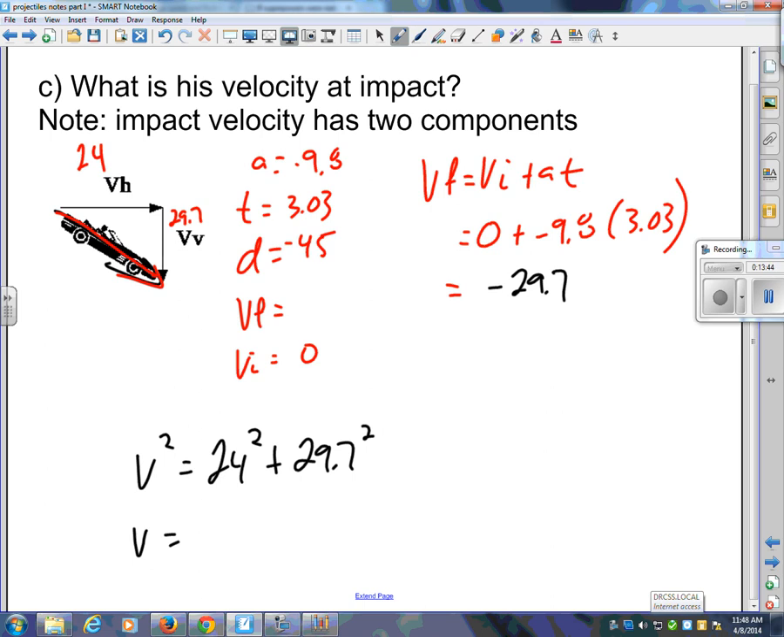What is that 29.7 for? That is the vertical component of the speed when it hits the ground. If you were to just drop the car off the cliff, it would be going 29.7 straight down, right? But it's going 29.7 down and 24 sideways at the same time. So what is the overall result? Oh, is it like 38.2? Yeah, 38.2, and that's meters per second.